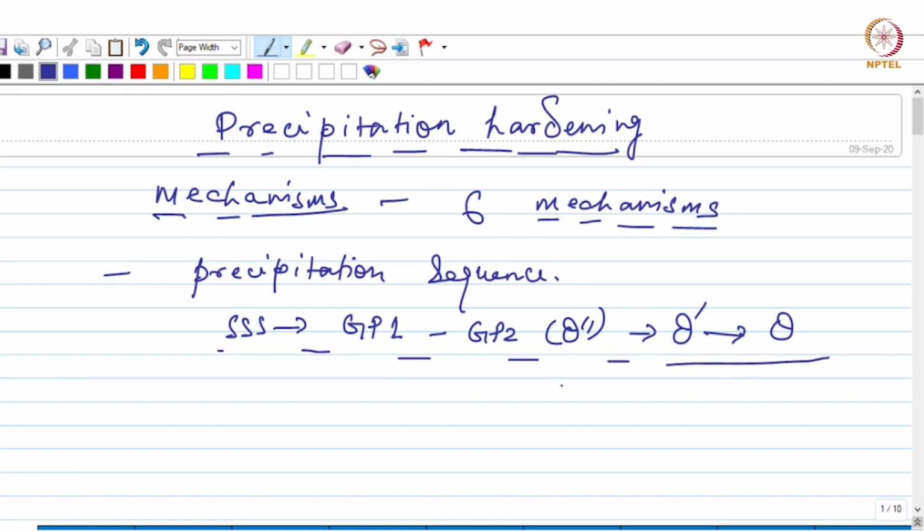That is what we are going to talk about, taking all the age hardenable aluminum alloys that we have. For each of them, we are going to discuss this particular sequence. So let us again start with the 2000 series. This is basically the aluminum copper system.